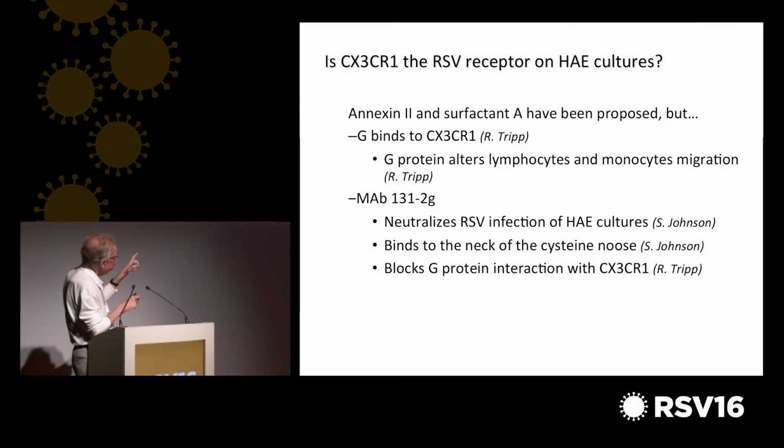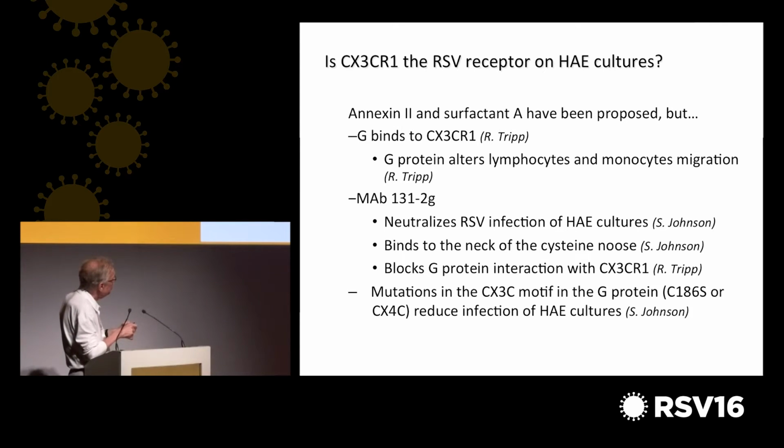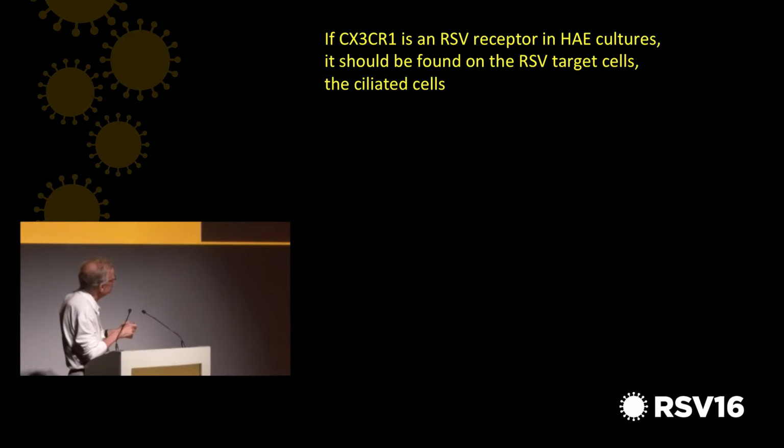131.2G, which I've just shown you, neutralizes the virus in these human airway cells, and I just showed you it binds to the neck up in that conserved region. And Ralph had shown that it blocks the G protein interaction with CX3CR1. So we knew quite a bit about it at that point. And I've just shown you that the mutations there affect infection.